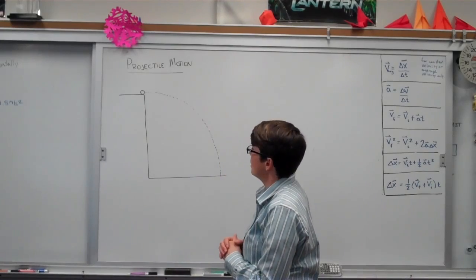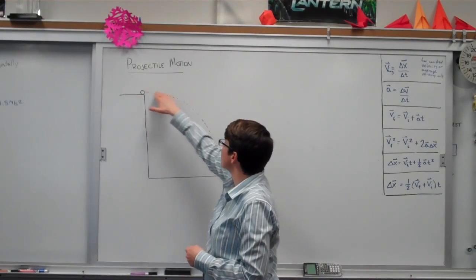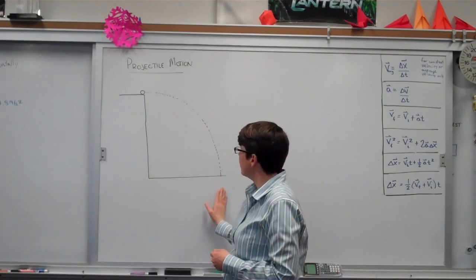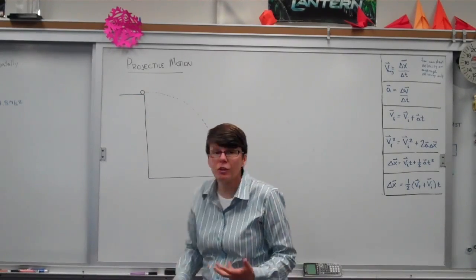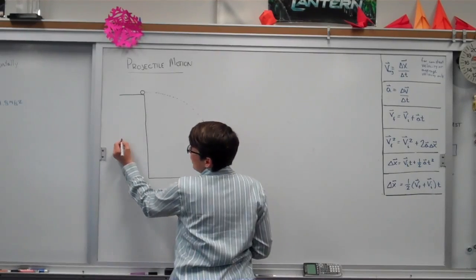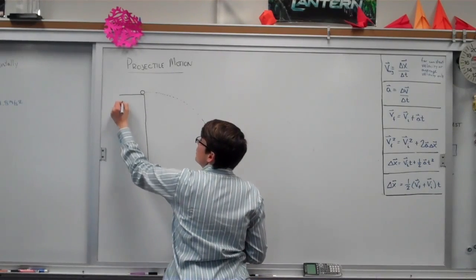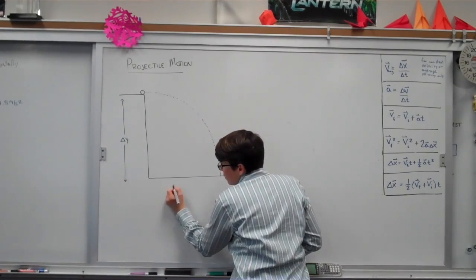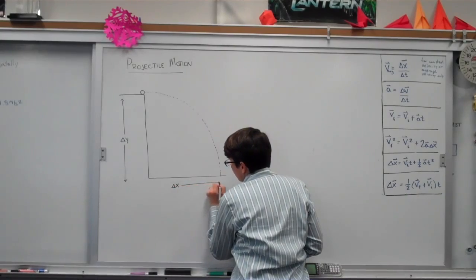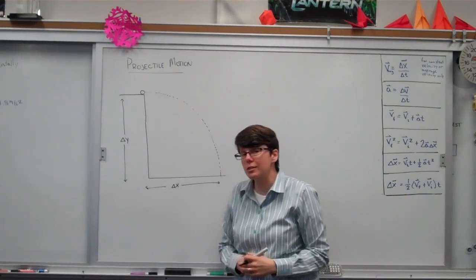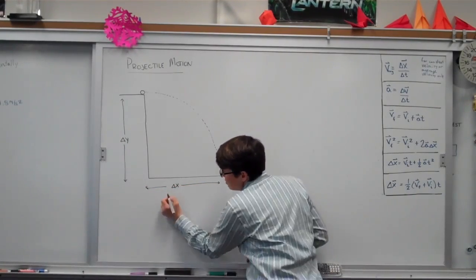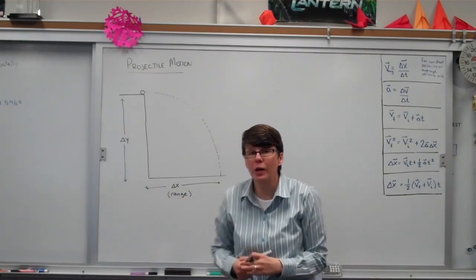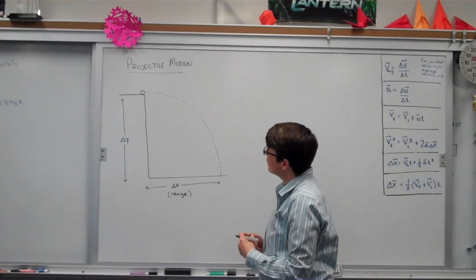Here I have a drawing of an object shot off of a cliff, following a parabolic trajectory, landing eventually on the ground. Some key features of a problem like this. We have a height of the cliff, a horizontal distance of travel of the object, which sometimes is called the range of the object. How far downrange does the object travel?